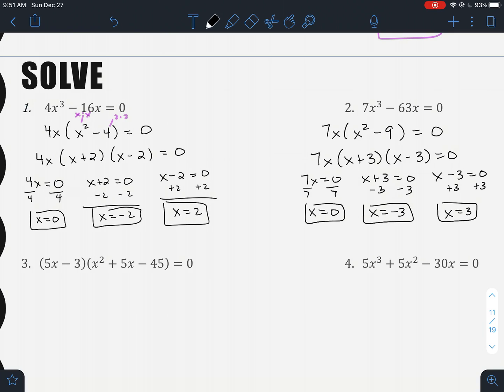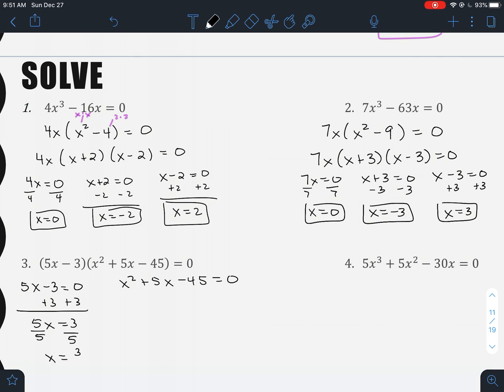X equals positive 3 is a third solution. So again, in number 2, you would have three different solutions. In number 3, we have 5x minus 3 times x squared plus 5x minus 45 equals 0. So we have something times something equals 0, so set them both equal to 0. So either 5x minus 3 equals 0, or x squared plus 5x minus 45 is equal to 0.